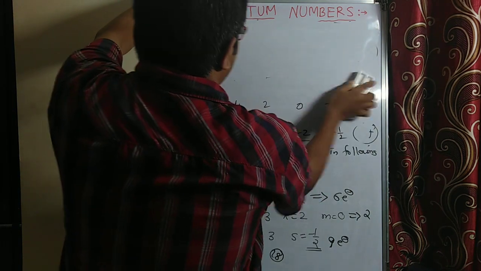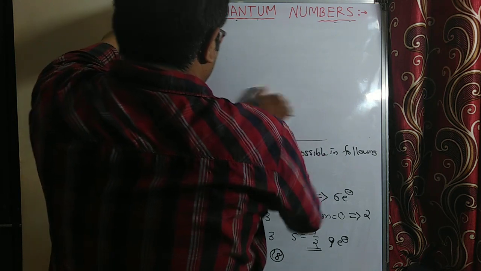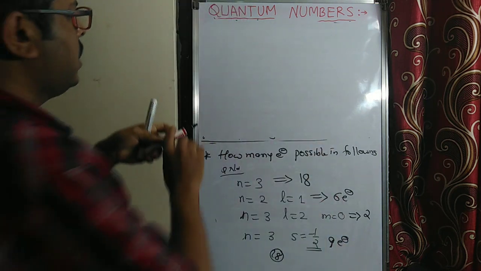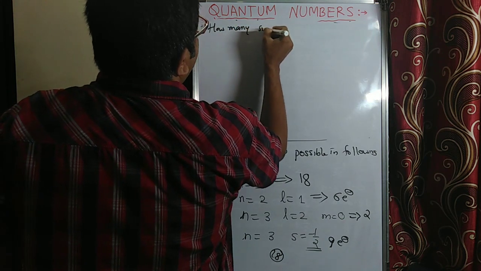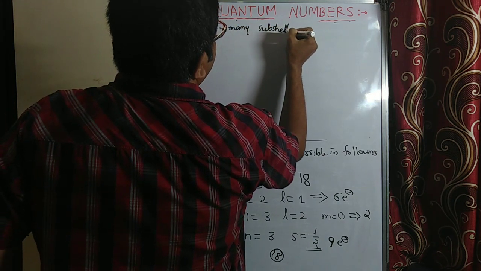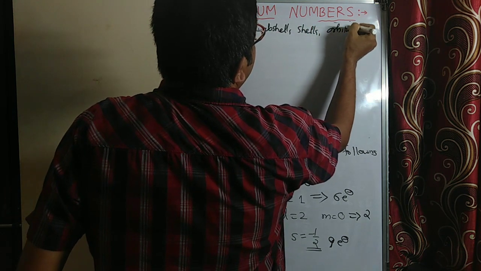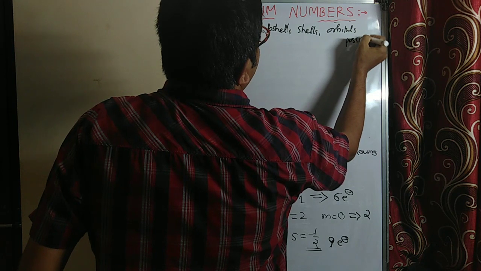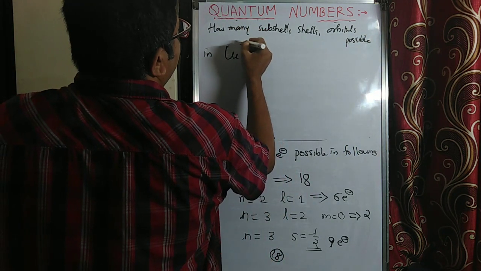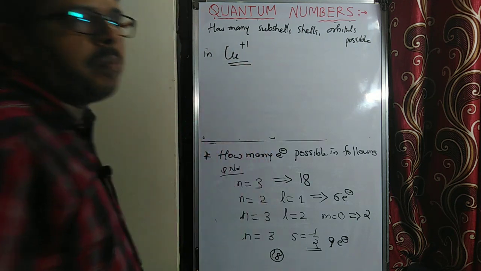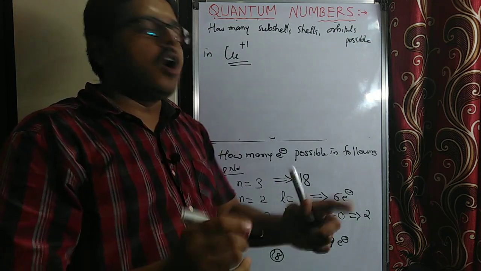So the last type of question was asked once in the NEET exam also. Remember that? That is, how many subshells, shells, orbitals are possible in copper plus 1? Copper plus 1. How many shells, orbitals are possible in copper plus 1?